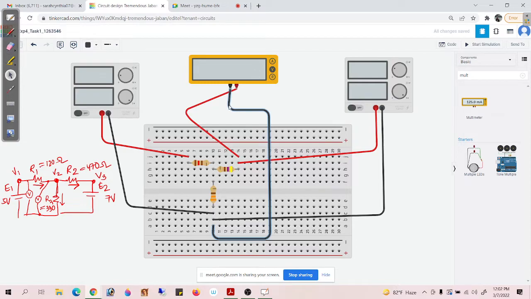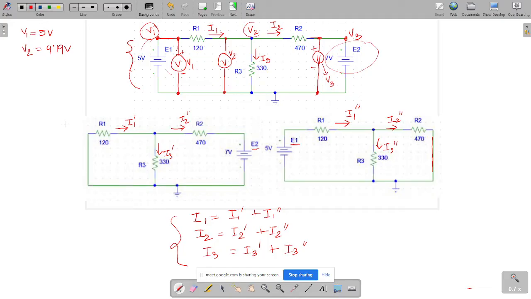Like I said already, the negative terminal of the multimeter should stay in the same place, because that's not going to change. Only the positive terminal is going to change. Let me start my simulation, and it shows exactly the voltage of E2, since we have placed it over that node where E2 is connected. So V3 is equal to E2, which is about 7 volts.